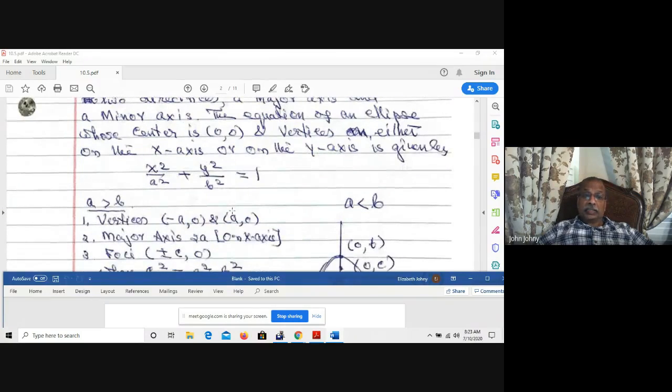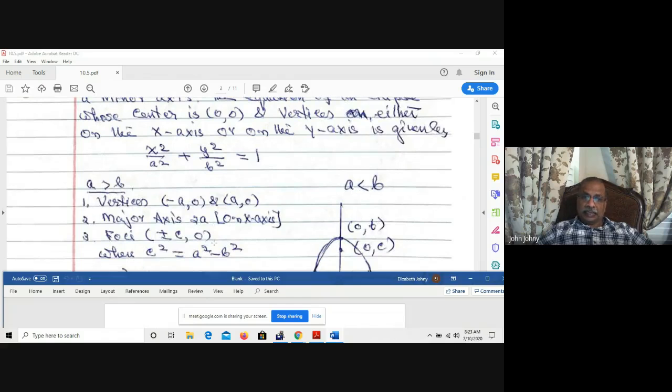So if a is greater than b, vertices are negative a, 0 and positive a, 0. That means the vertices are on the x-axis. The major axis is 2a on the x-axis. That's the length of the major axis, 2a. The foci are plus or minus c, there are two of them. So c, 0 and negative c, 0. And now the question is, what is c? c is given by c square is equal to a square minus b square. Remember, a is greater than b, so a square minus b square is positive.